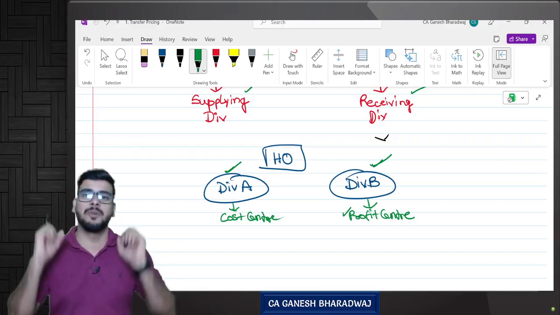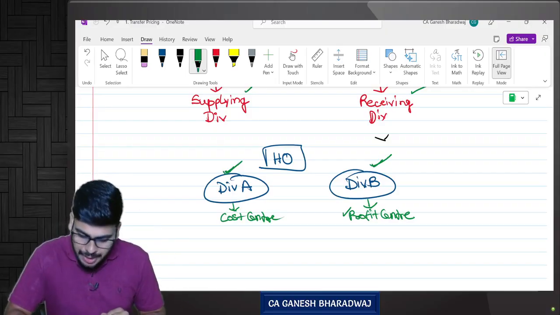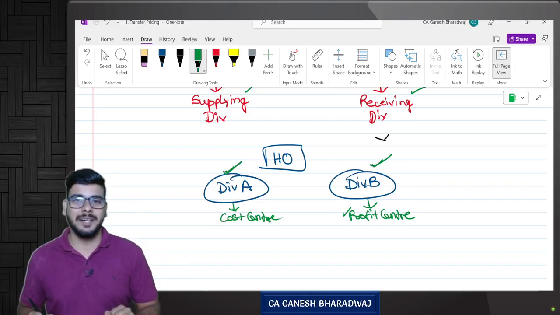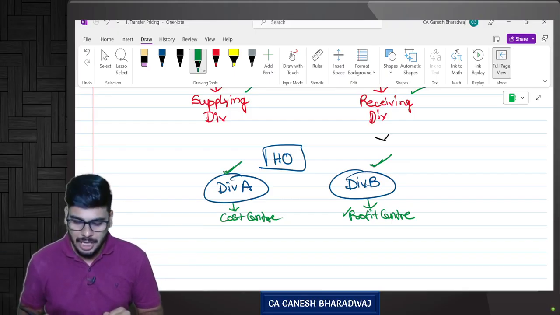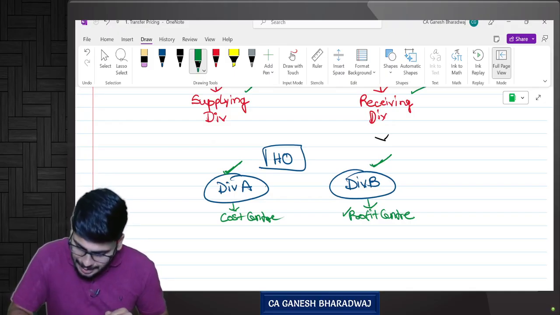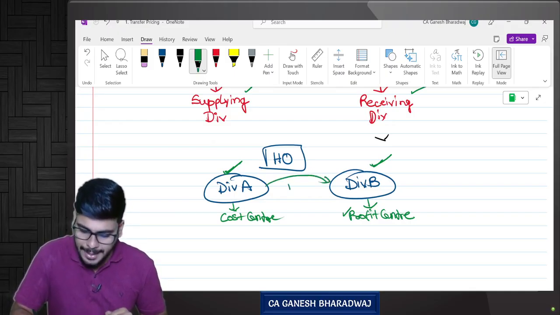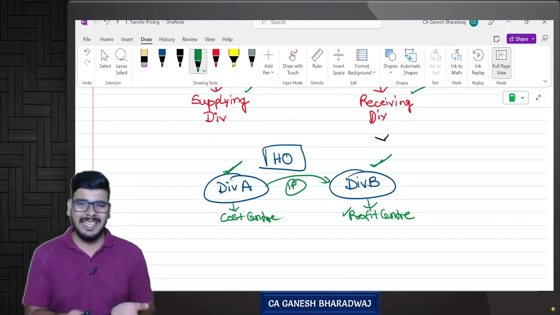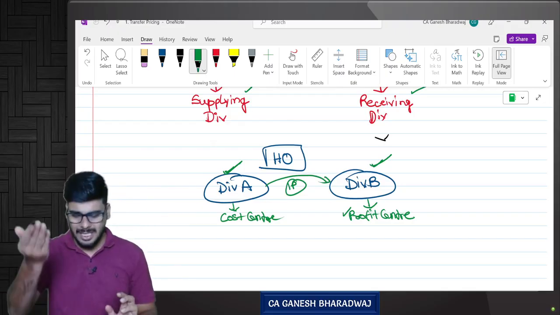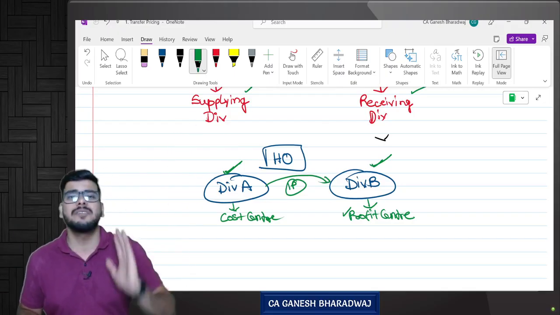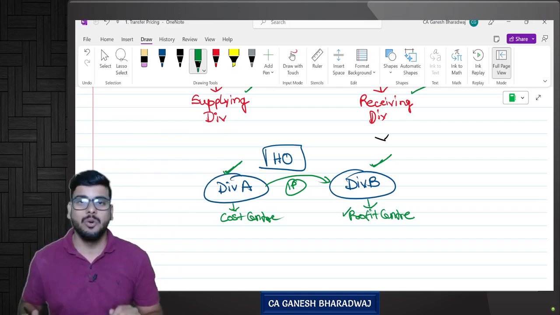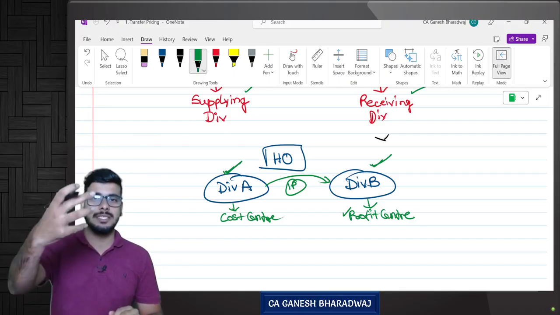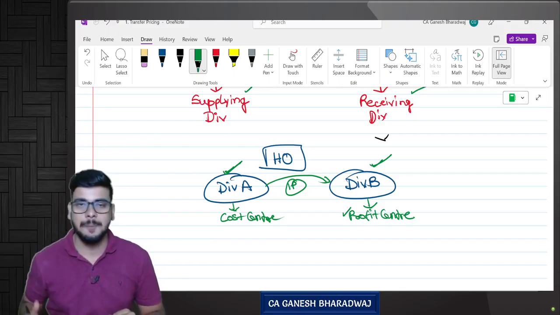This is the problem. So division A is a cost center while division B is a profit center. Are you clear with this? Why is it so? Because division A manufactures something called an intermediate product, and that intermediate product always gets transferred at cost to the receiving department. Are you clear with the receiving division? Are you clear with this? Now, this is where the concept of transfer pricing comes in.